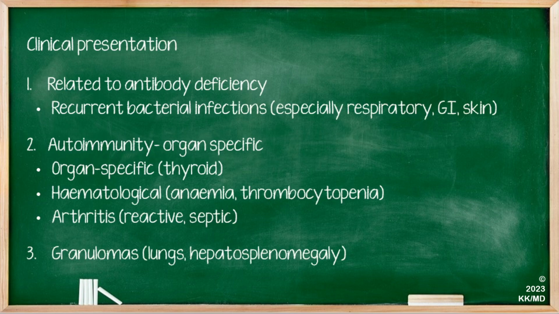The clinical presentation of CVID comprises multiple aspects. Firstly, they may be related to antibody deficiency, and this would include recurrent bacterial infections, particularly affecting the respiratory tract, GI tract, and skin. Secondly, autoimmunity, which is organ-specific, may be seen. This includes, for example, autoimmune thyroid conditions, hematological problems such as anemia and thrombocytopenias, as well as arthritis, usually either reactive or septic arthritis. Finally, granulomas may be seen, particularly in the lungs or leading to hepatosplenomegaly.